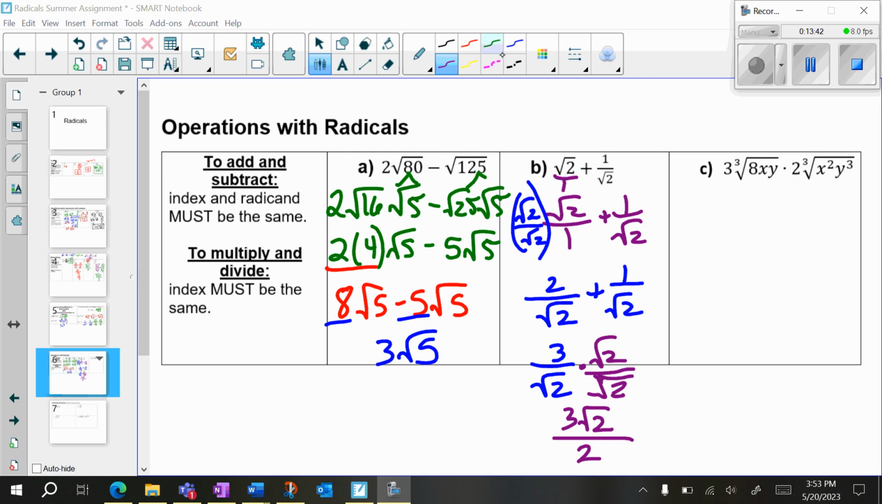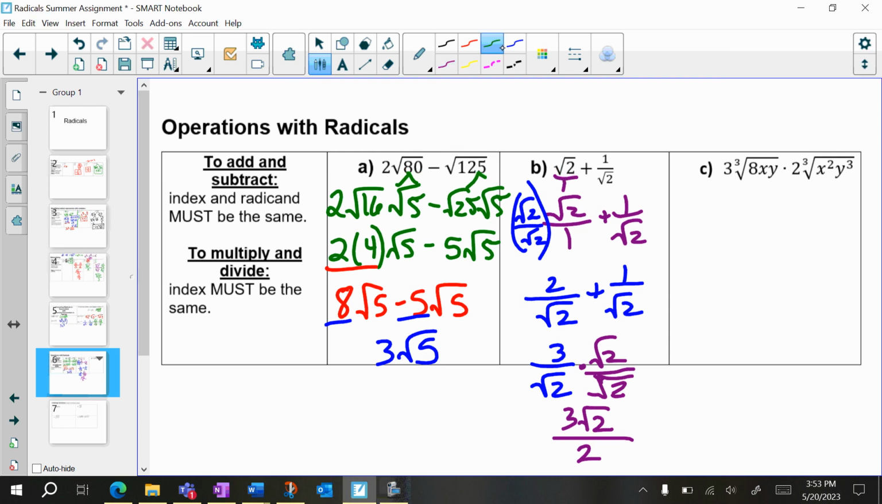Let's look at C. So we have 3 times the cube root of 8xy times 2 times the cube root of x squared y cubed. For this question, I'm going to multiply the coefficients, 3 times 2. That's going to give me 6. And then I'm going to put the numbers and the variables underneath the cube root together. So I'm going to have the cube root of 8. I'm going to combine the x's. So this is x to the first times x squared, which is x cubed. y to the first times y cubed is y to the fourth.